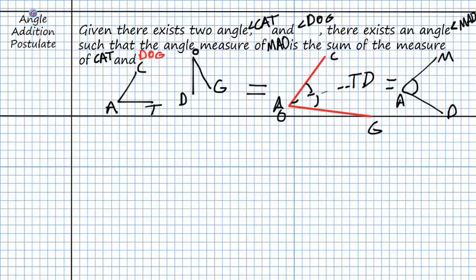So it's nothing complicated, nothing really all that new, but we're just stating it in a different way, right? Intuitively, we understand that if I put CAT and DOG together, I'm going to get a bigger angle, and that bigger angle should be exactly the measure of CAT and DOG together. So these are the end of our journal notes for today.